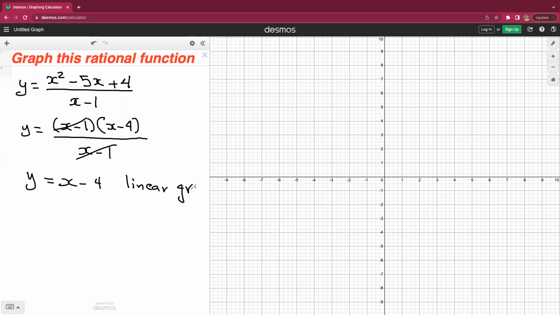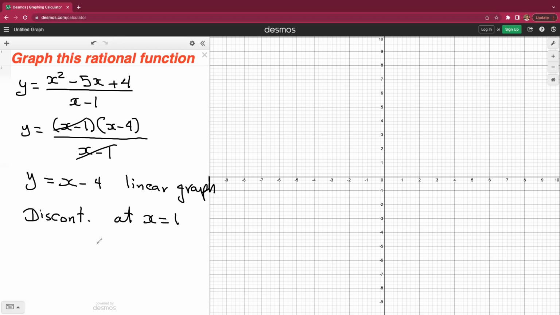graph, because this is the graph of a straight line. However, before you graph this straight line, you have to know there is a discontinuity. Discontinuity at x equals 1, because you cannot divide by 0, and 1 makes the bottom of this rational function 0, then you cannot have 1, or there'll be a discontinuity at 1.